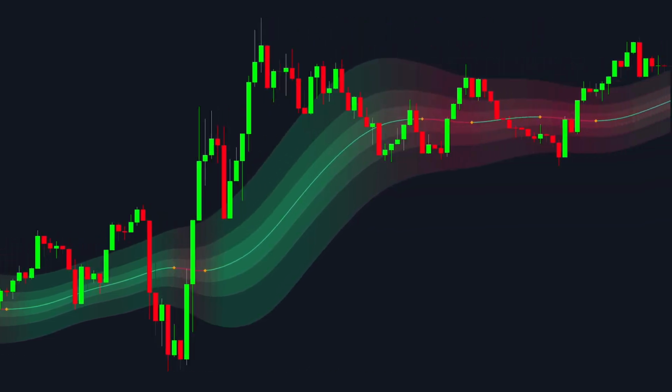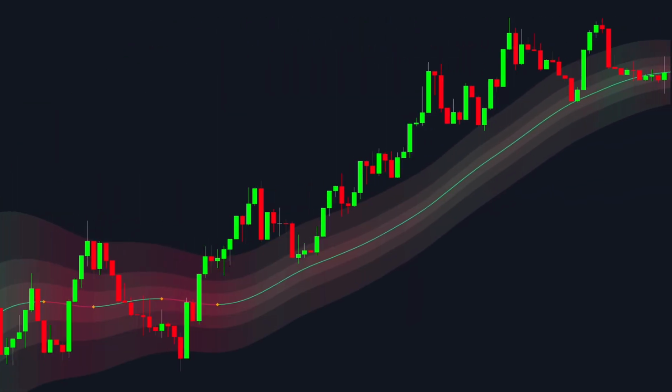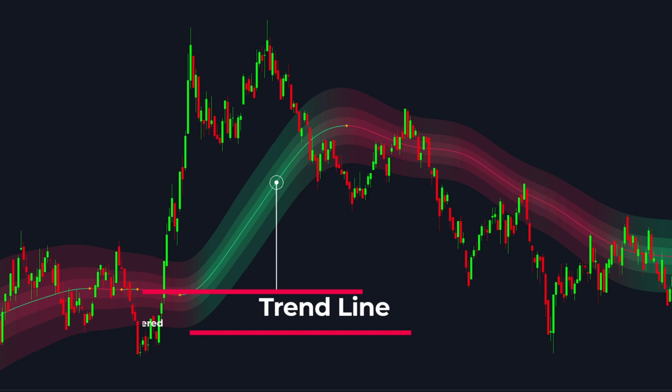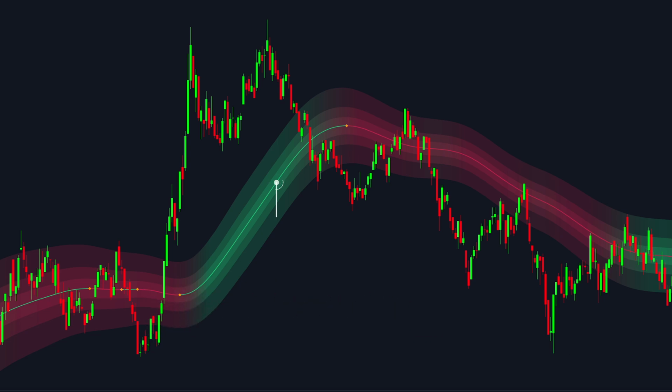Now, let's break this down piece by piece so you know exactly how it works. This is the core of the indicator. Unlike a moving average, which reacts after price moves, this trend line is noise filtered, meaning it smooths out the market's randomness and only focuses on true momentum shifts. When it's green, the market is in an uptrend. When it's red, we are in a downtrend.